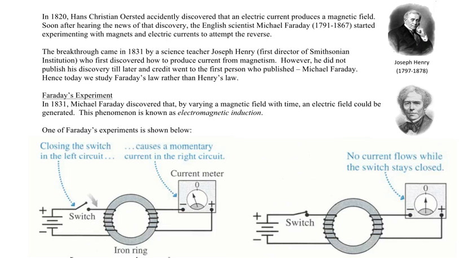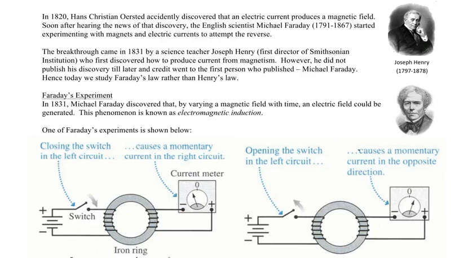So Faraday concluded from this experiment that when there's a steady current flowing through this circuit, it produces no current. However, a changing magnetic field, by either closing the switch or opening the switch, will produce momentary electrical currents. This phenomenon is known as electromagnetic induction.